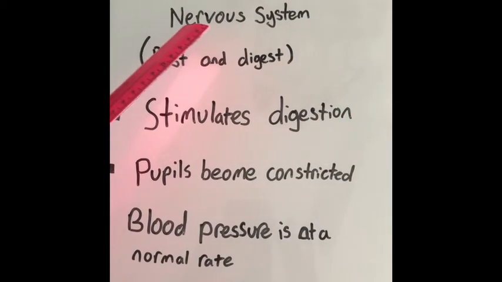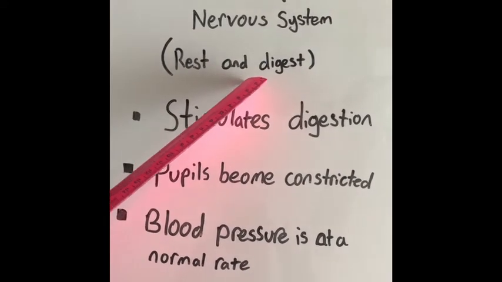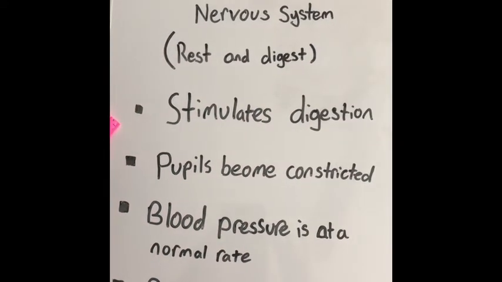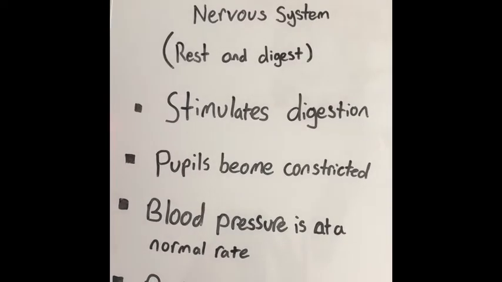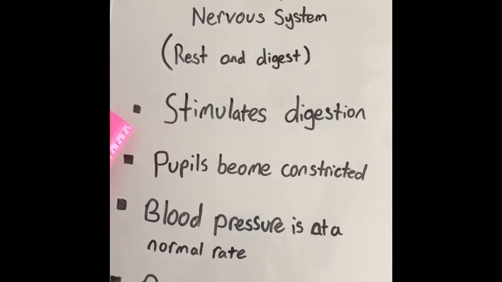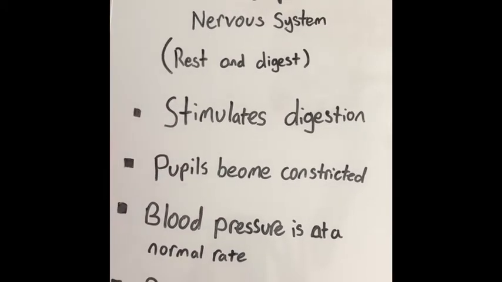So here we have the parasympathetic nervous system. It's the rest and digest part of the nervous system. It stimulates digestion after you eat a big meal, something like that. You sit down, you watch TV, read a book. It starts the digestion.